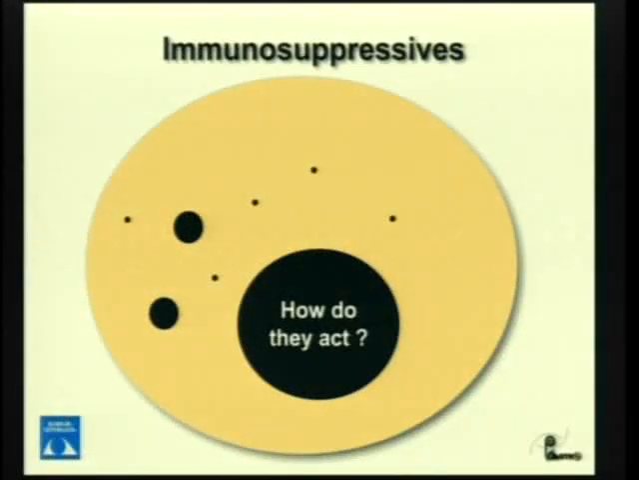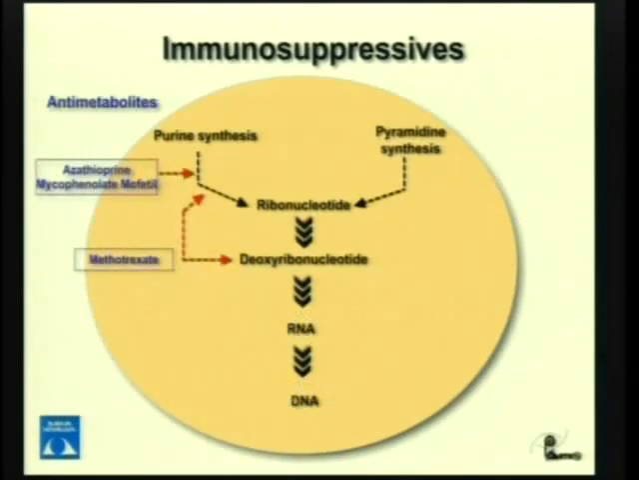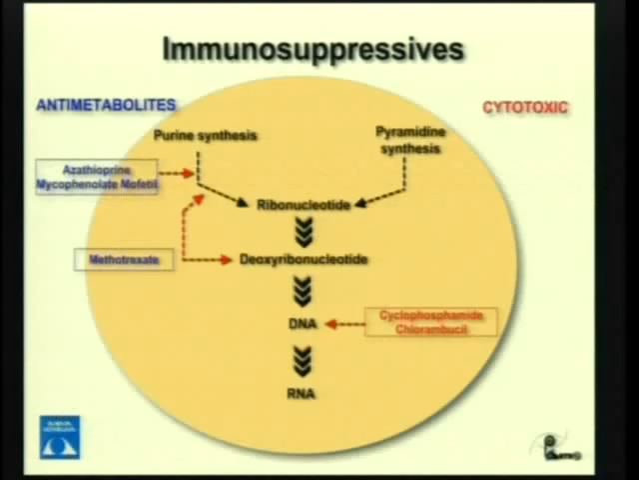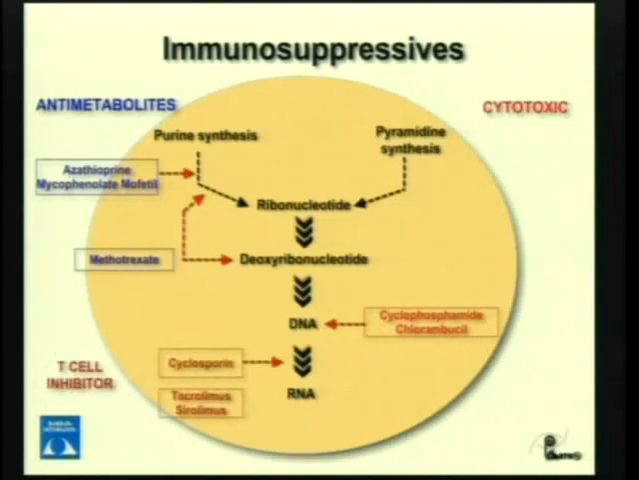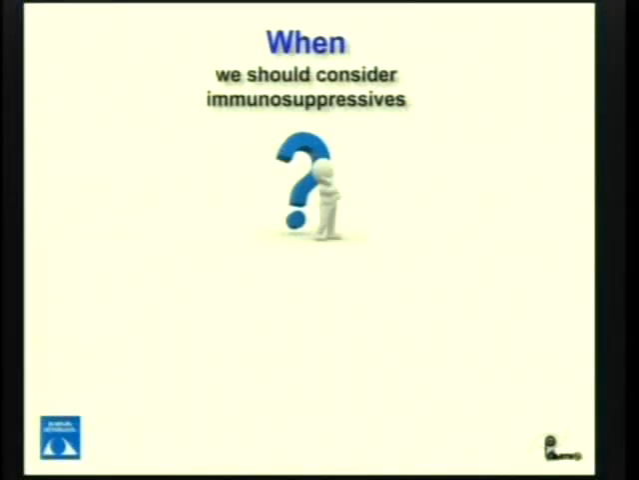Now we have a lot of immunosuppressives. I'll not go into the detail. If you see this, cell metabolism drugs are classified as antimetabolites. Also cytotoxic drugs, which act by de-alkylation of the DNA. Then we have the T-cell inhibitors like cyclosporine, tacrolimus, and sirolimus. Now the question is when we should consider immunosuppressives.